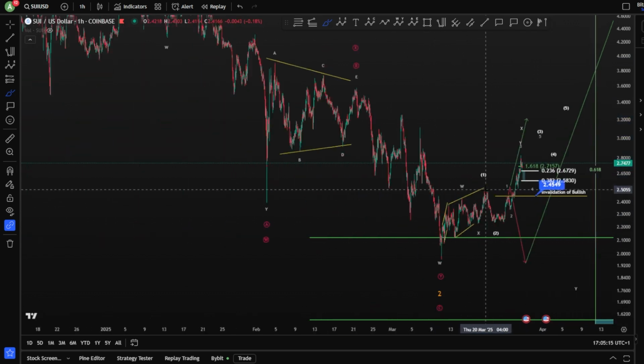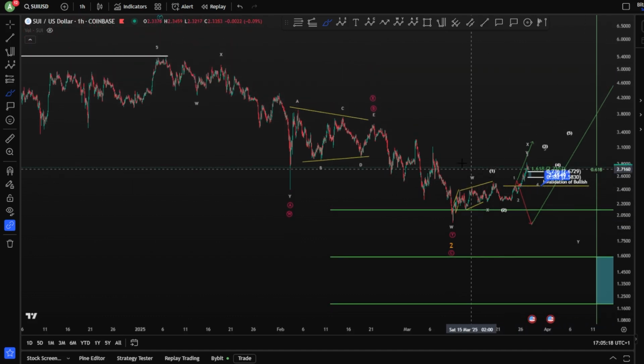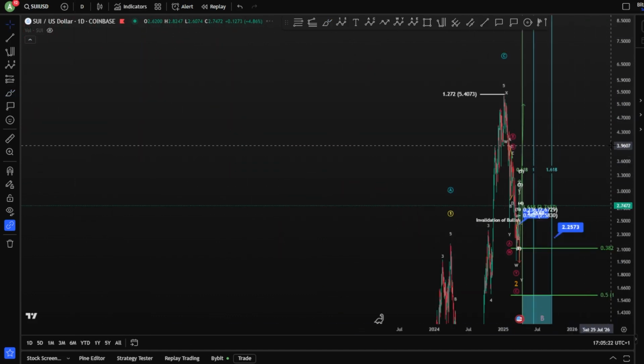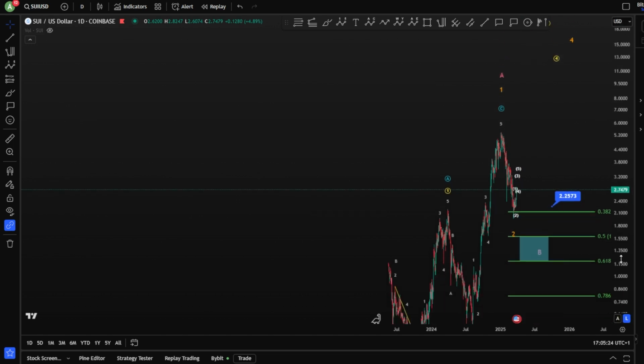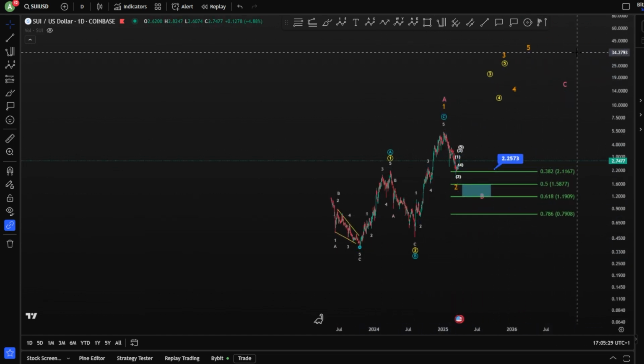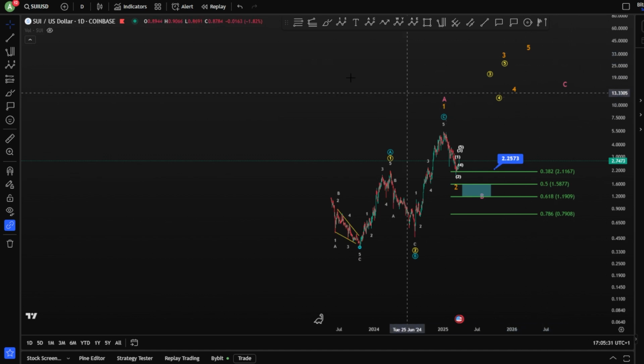In this case scenario, you are looking in our bigger view for the main scenario, which is, of course, a double 1-2. 1-2, 1-2, and then 3, 4, 5, 4, and a 5. Yep, so that was it for SUI.